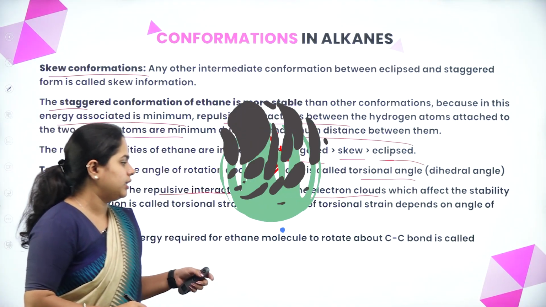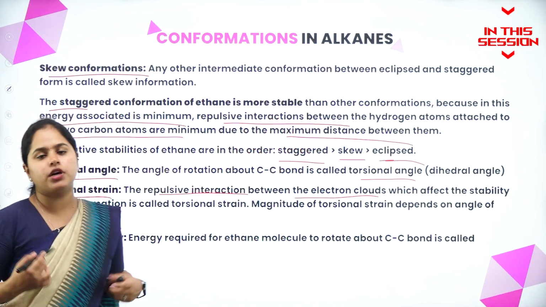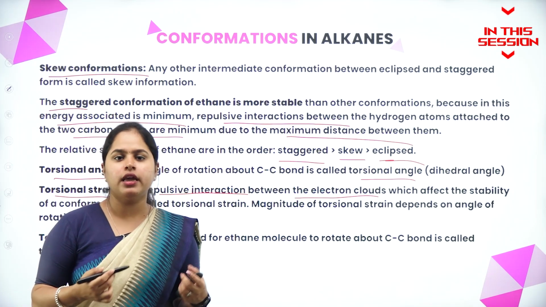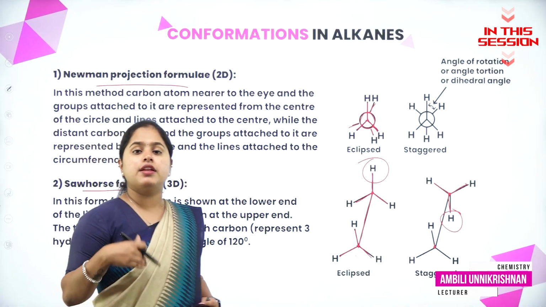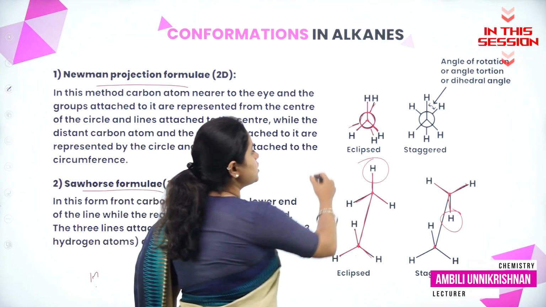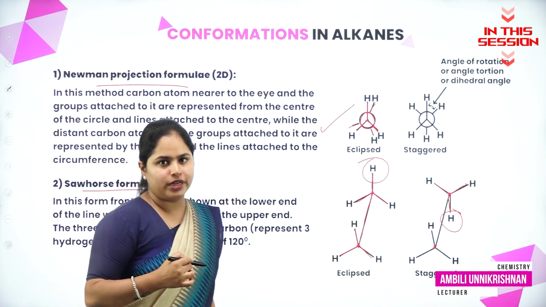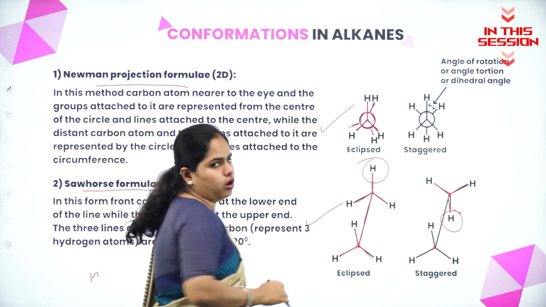Energy required for the ethane molecule to rotate about the carbon-carbon bond axis is called the torsional energy. There are two conformations, eclipsed and staggered, and there are two ways in which you can represent them: one is the Newman projection and the other one is the Sawhorse formula.